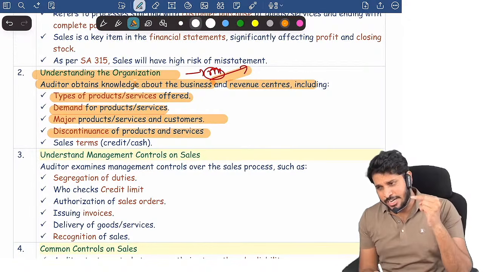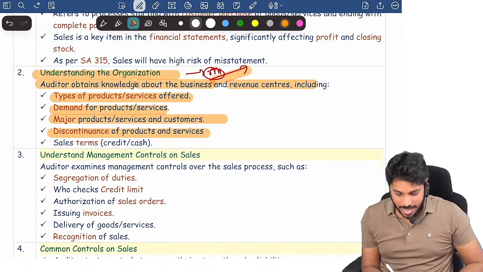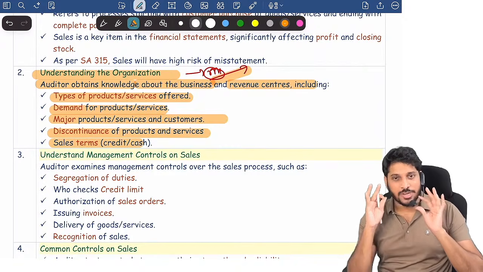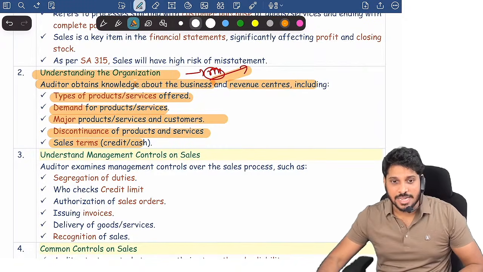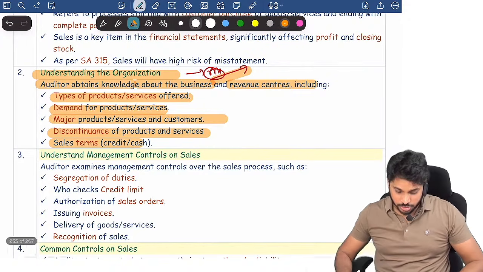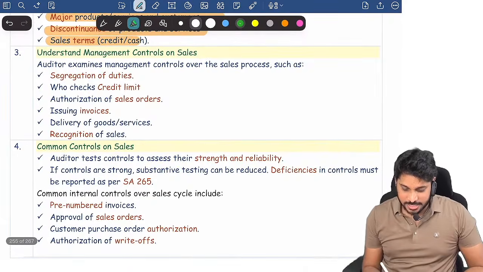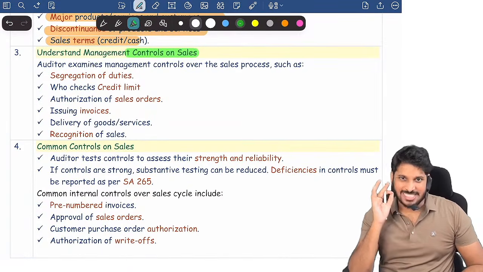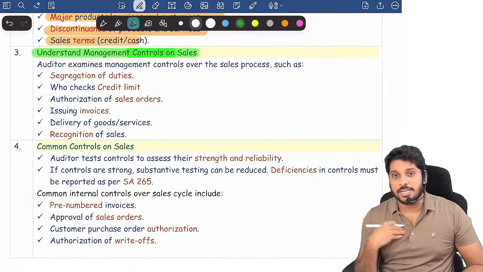Has the company discontinued any product during the year? Check that out. And sales terms and conditions: we should also check the sales terms and conditions. Then we should understand what the management controls over sales are.